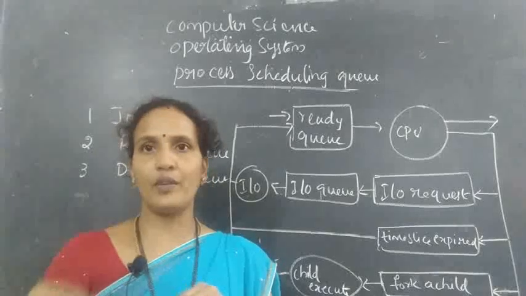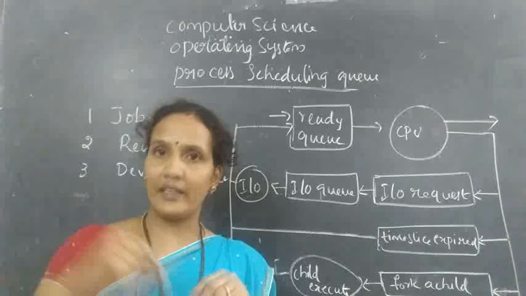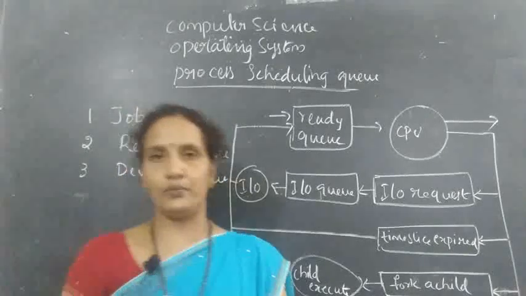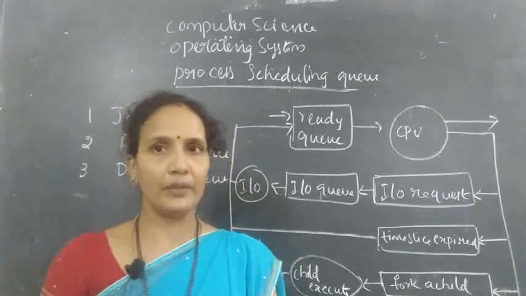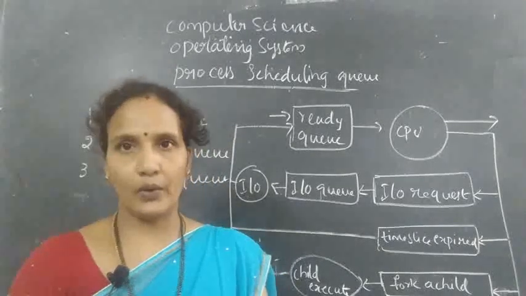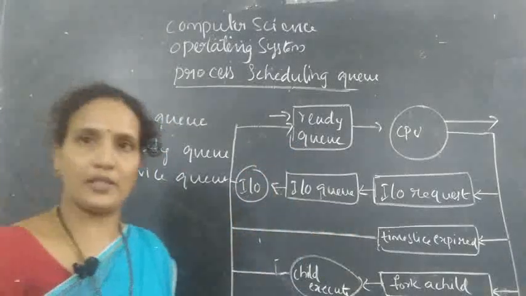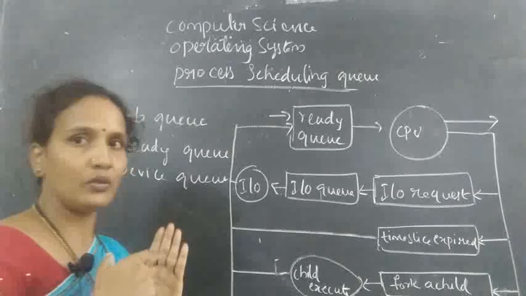Then the PCB will move from the ready queue to the running queue. So it is unlinked from the ready queue and entered into a new queue. Understood? So this is the cycle of the process, from the starting to the ending.